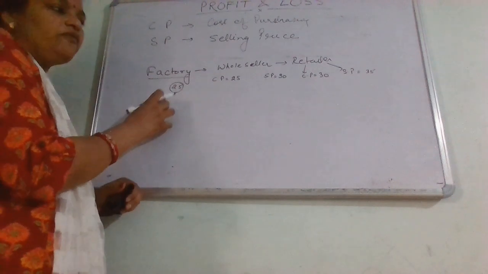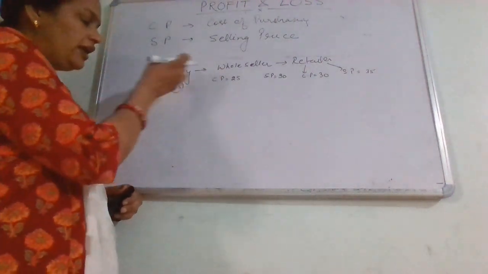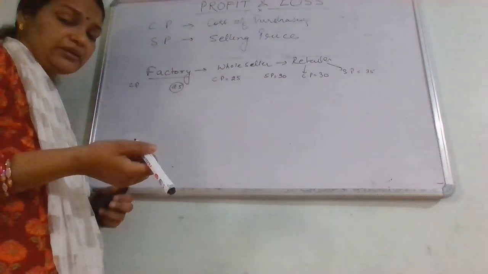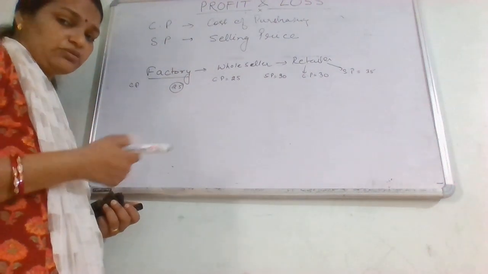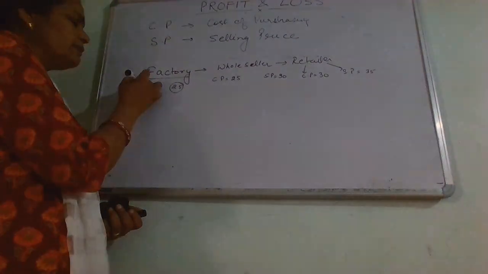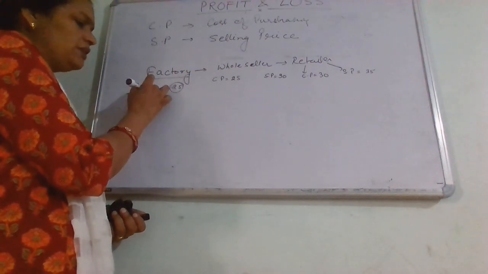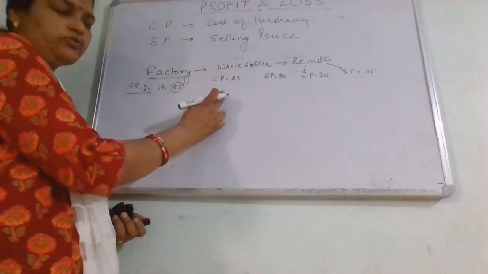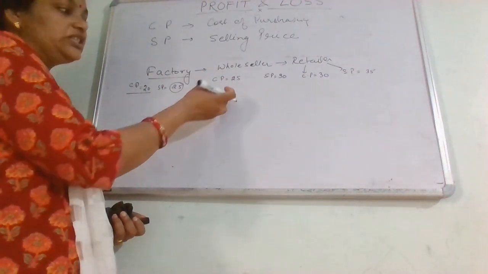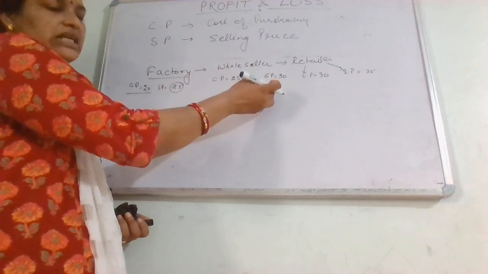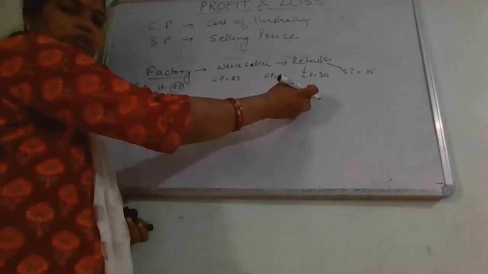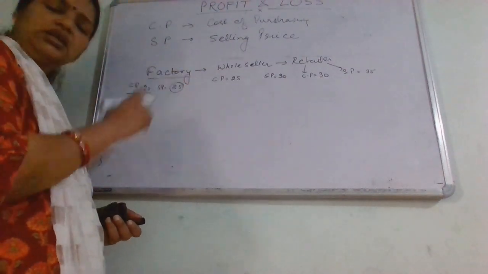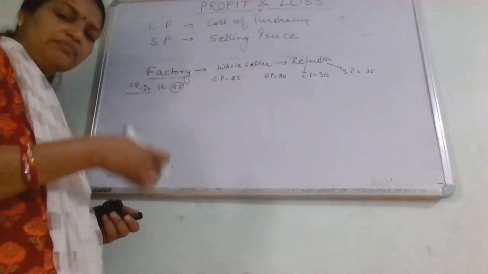So it depends upon where we are purchasing. And for the factory also CP will be something, because they have to buy some raw materials to make this marker pen. So say CP is equal to 20. CP is 20, selling price is 25. For the wholesaler, the cost price is 25 because they are purchasing this item, and now they are selling it at 30 rupees. For the retailer, the cost price is 30 rupees and the selling price is 37. Everywhere the persons are having some profit.